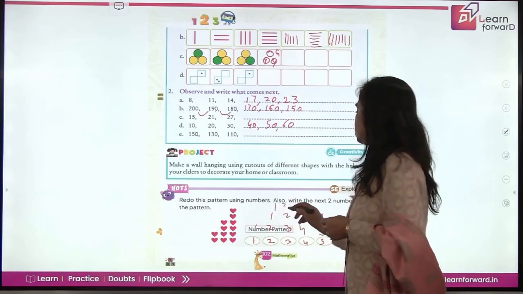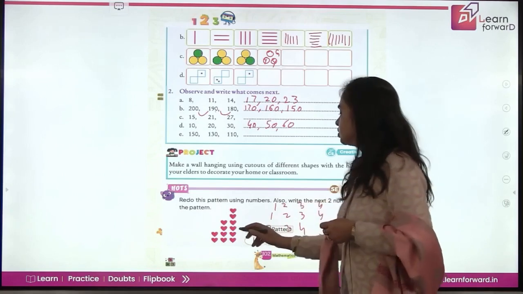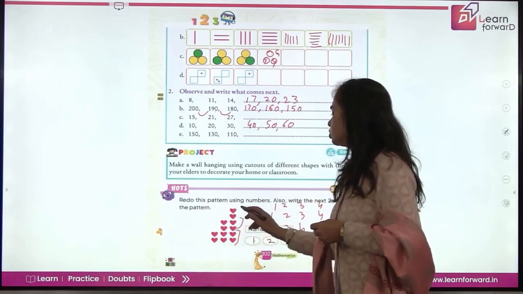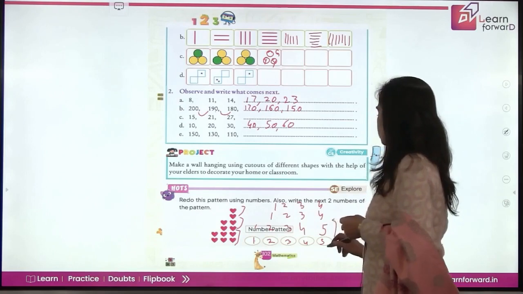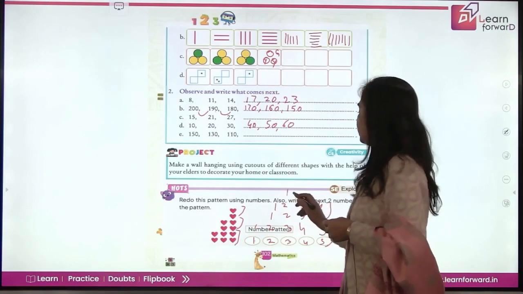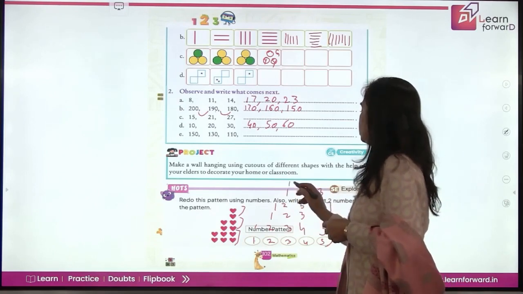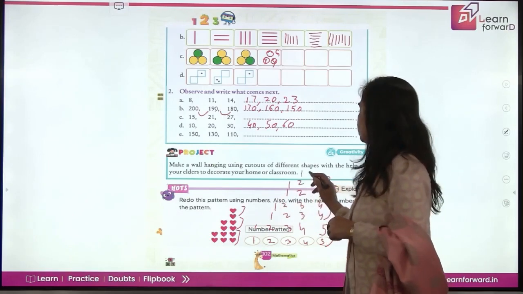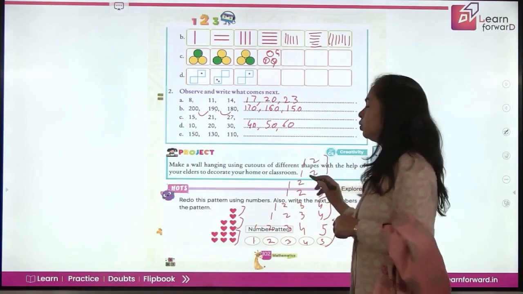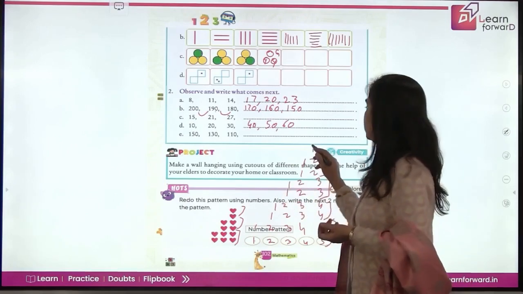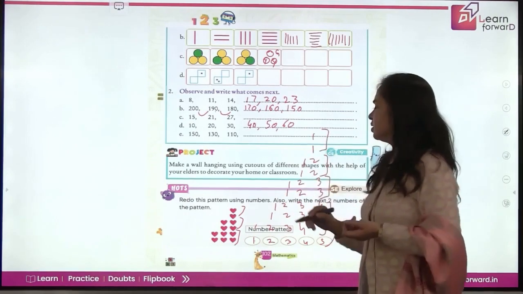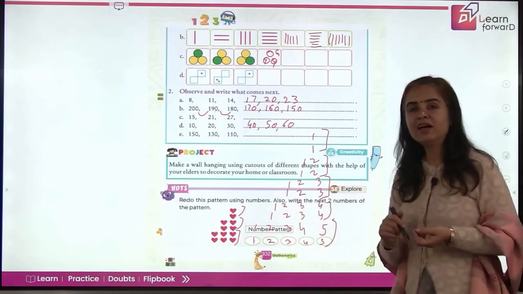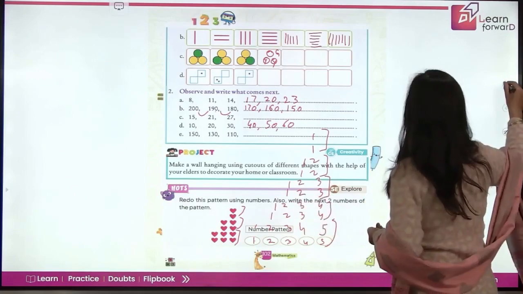Then 1, 2, 3, 4. We are doing it two times. See, two times. So here also it is repeated. Again reduce by 1: 1, 2, 3, 1, 2, 3. Two times done. Again reduce by 1: 1, 2, 1, 2. Two times done. Again reduce by 1. Two times done. And this is how you will complete the number pattern here.